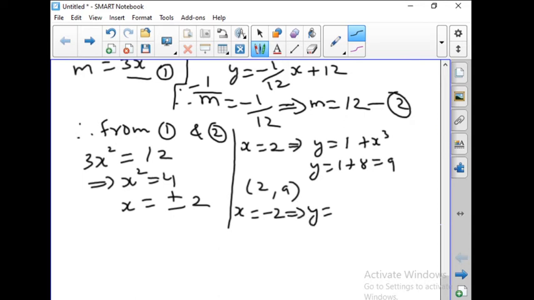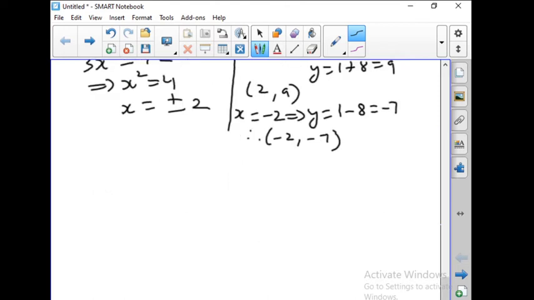Then when x is equal to minus 2, what about y? y is equal to 1 minus 8, which is equal to minus 7, because minus 2 cube is minus 8. So therefore, what is the point? Minus 2 comma minus 7 is the point. Now it is asked to find the equation of the tangents.